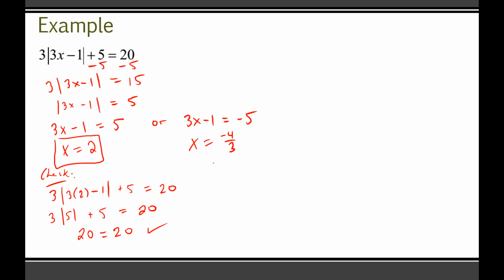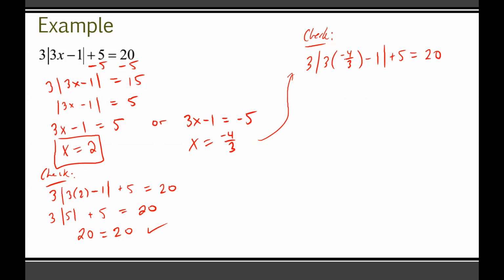This guy, however, looks a little suspicious. I'm not going to do my check down here. I'm going to do my check up here because I've got my room. Again, just figure out some room for it and put it in wherever it needs to go. This is going to be 3 times the absolute value of 3 times negative 4 over 3 minus 1, plus 5 equals 20.